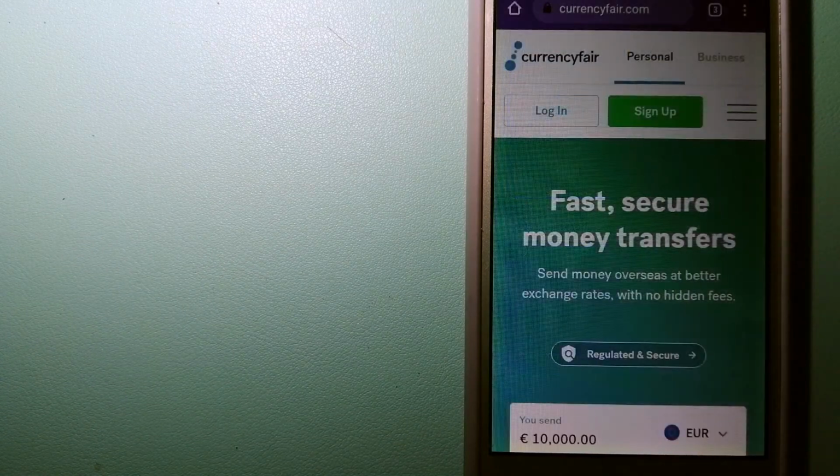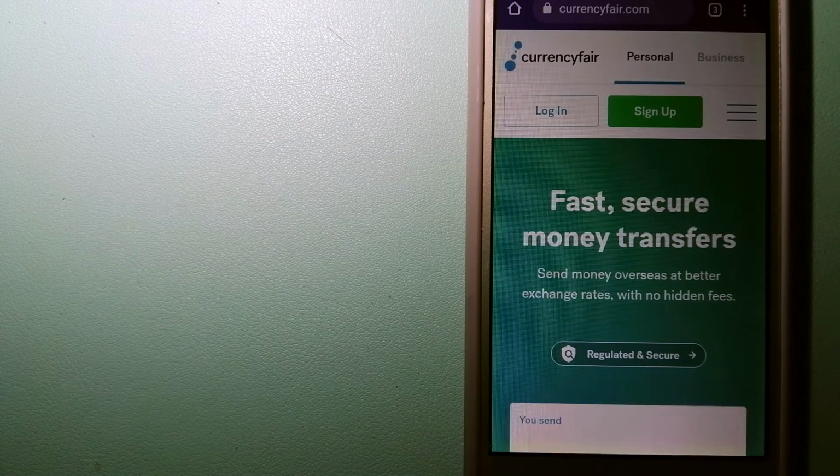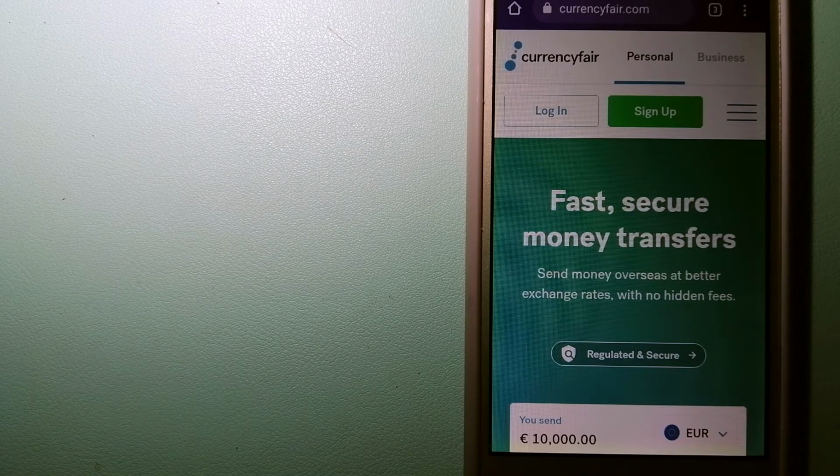The second option is CurrencyFair. This is a P2P online marketplace that allows individuals and businesses to exchange currencies and send funds to bank accounts worldwide. It uses a unique person-to-person online marketplace to facilitate currency exchange between users in a simple and anonymous fashion.